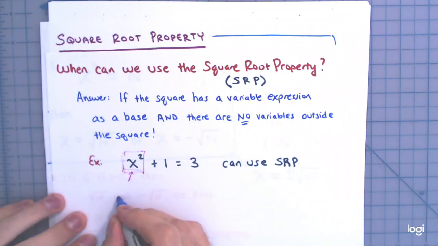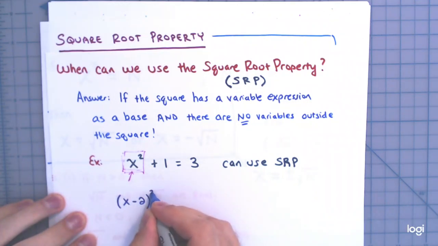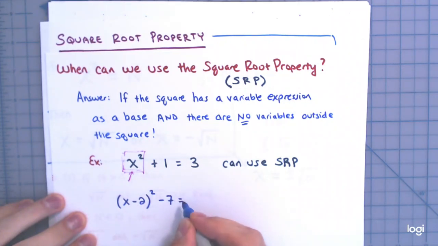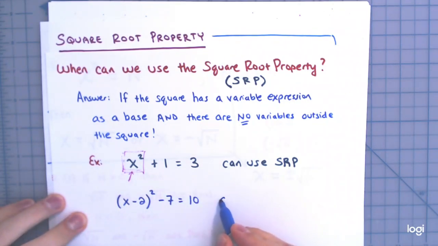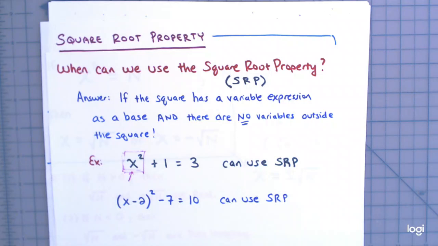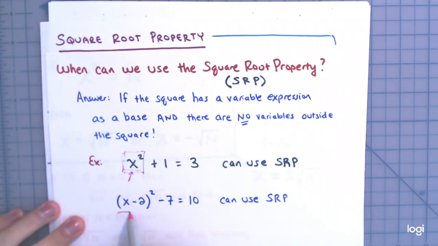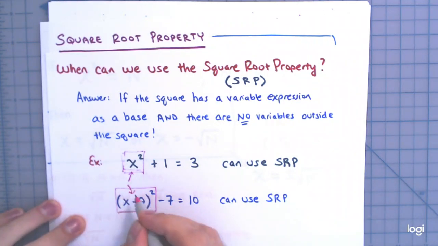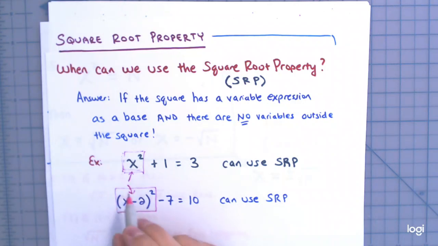If I have, say, x minus 2 in parentheses squared and then minus 7 equals 10, we can use the square root property, the SRP here, because again, here's the square, the expression with the square. There's a variable inside of it, there's a variable in the base, and then outside that squared expression, there's no other variables.